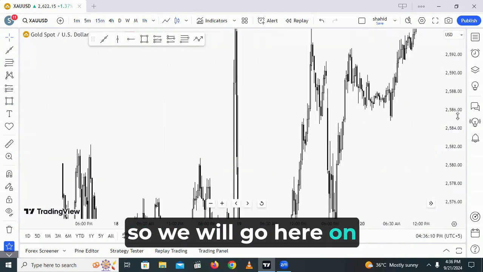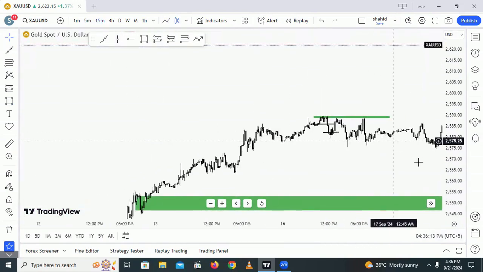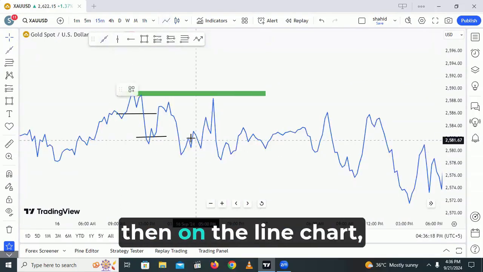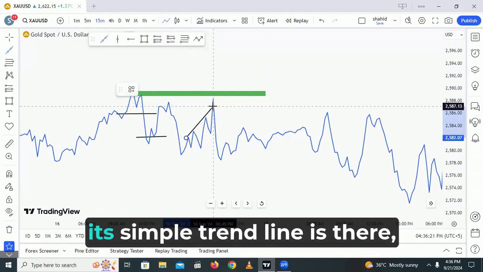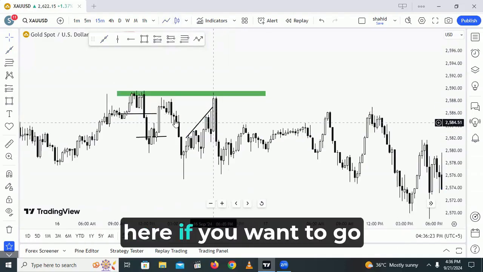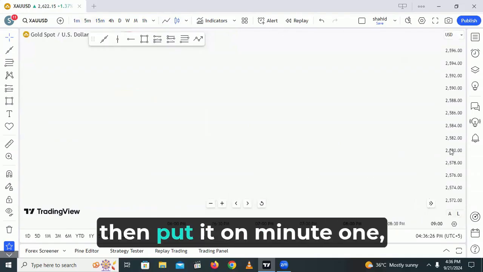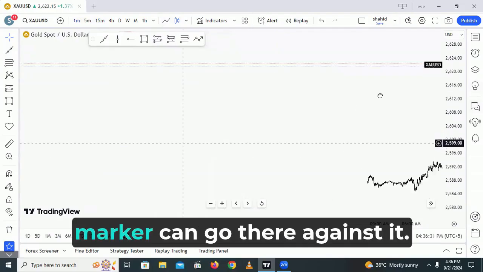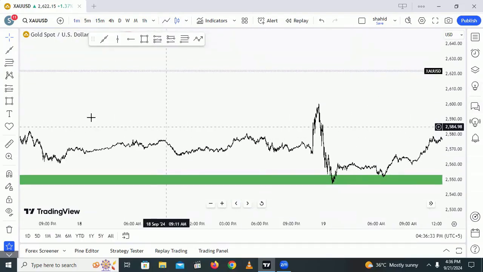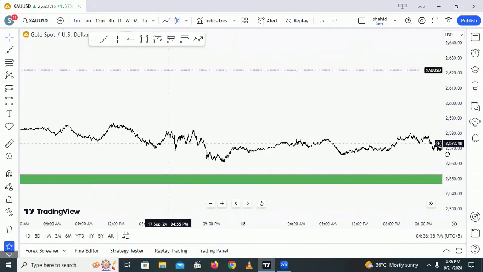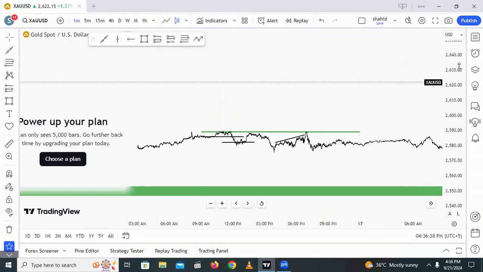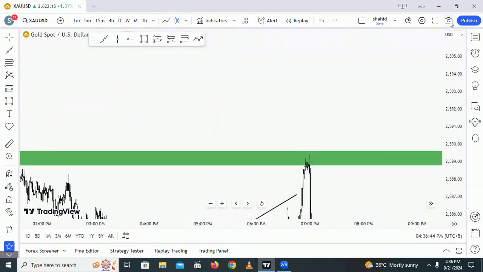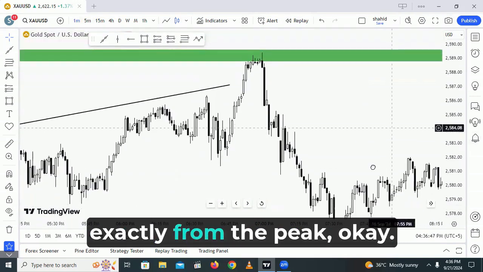So we will go here on 5 minutes now. All right. Here, if the first second happened, then on the line chart, we have this clear, simple trend line. Okay. Here, if you want to go exactly to the peak, then put it on minute one, so that you catch the peak trade, meaning our marker can go there against it. This trade, if you see in minute one, exactly from the peak. Okay.